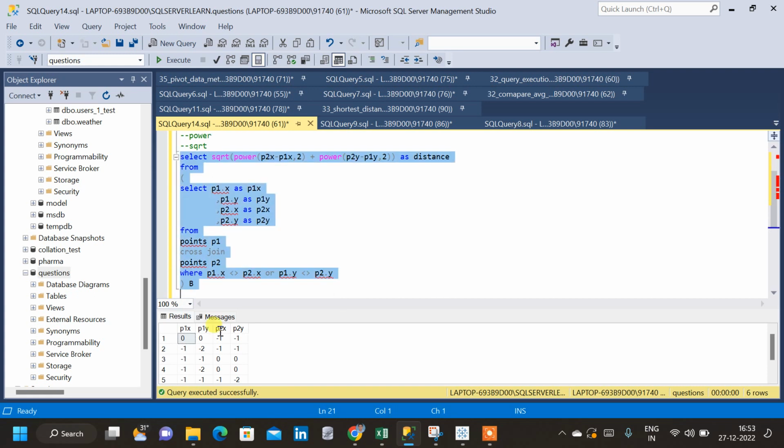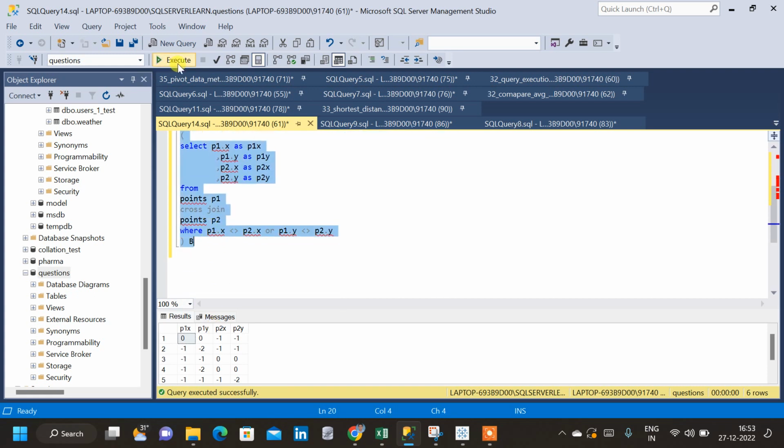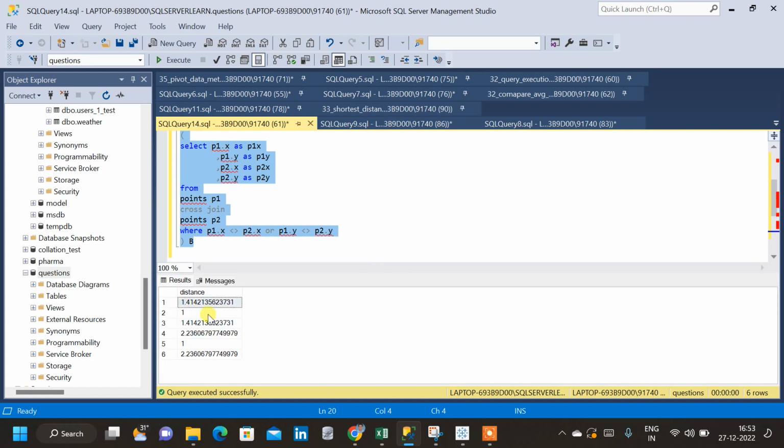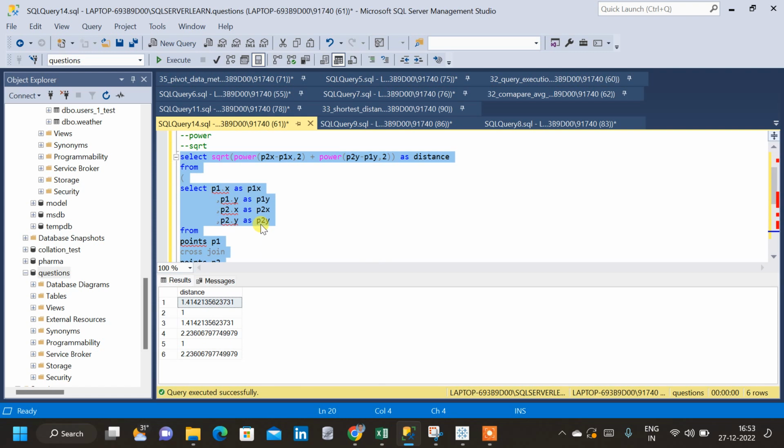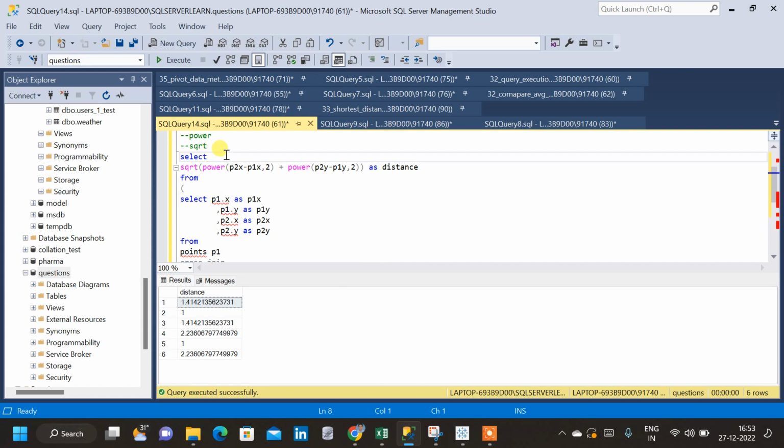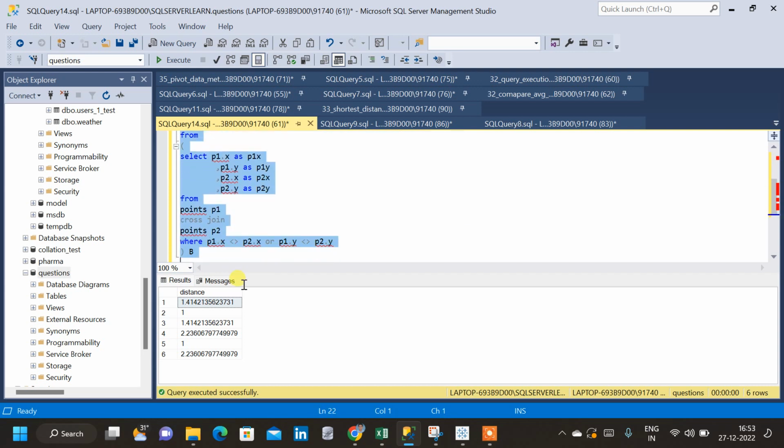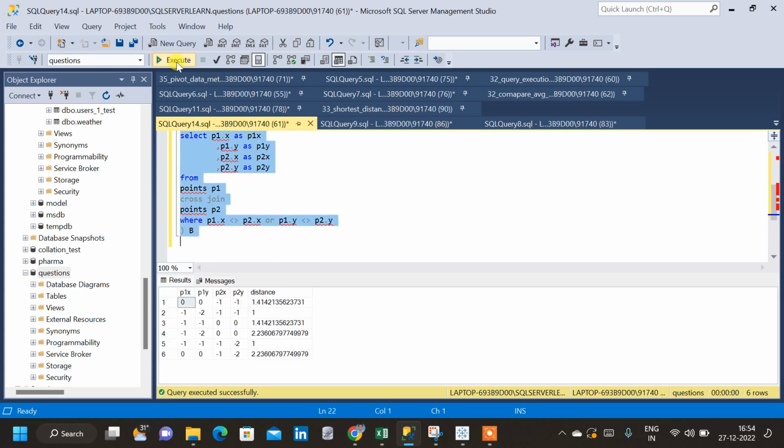Now let us run the query and we will get the distance. Now I will execute the query. Now we got the distance between each of the points. Now if I want the coordinates also, before the square root I can put a star and we'll get the coordinates as well. So I have put a star there, putting a comma, then if I run the query I will get the coordinates as well as the distance between the points.